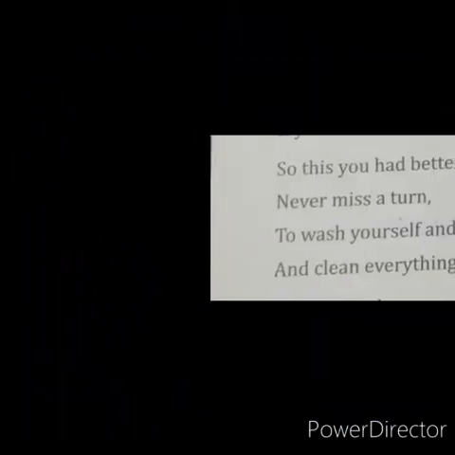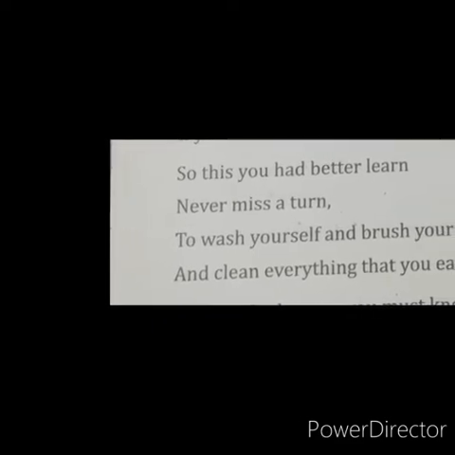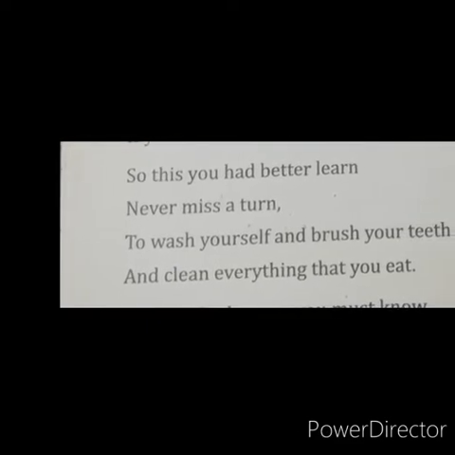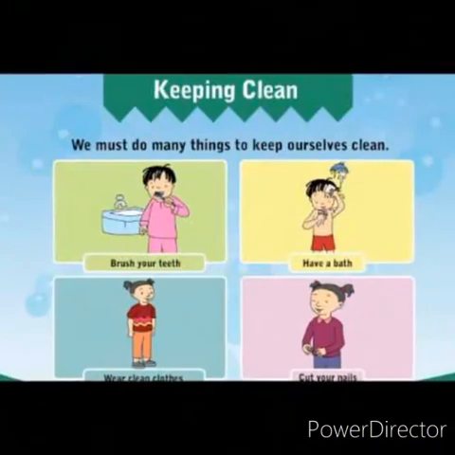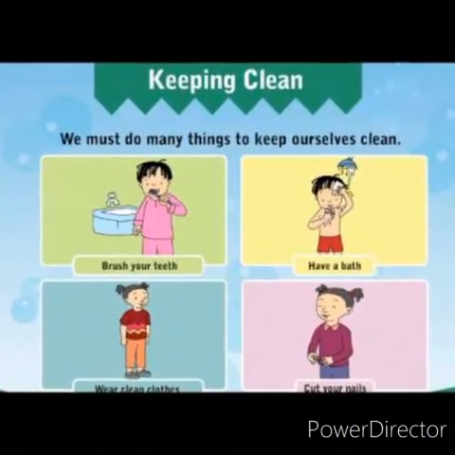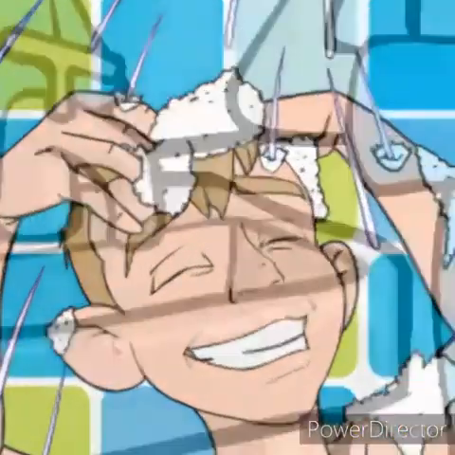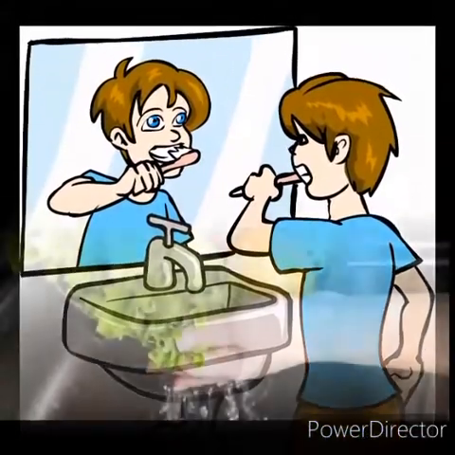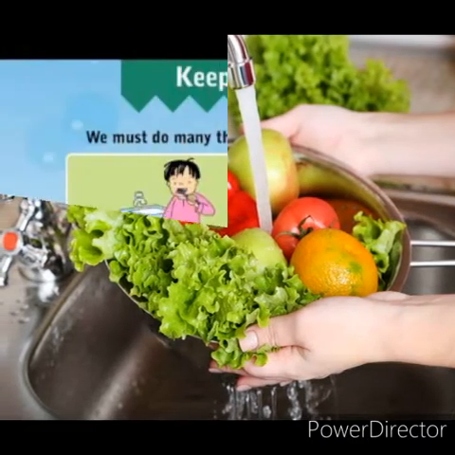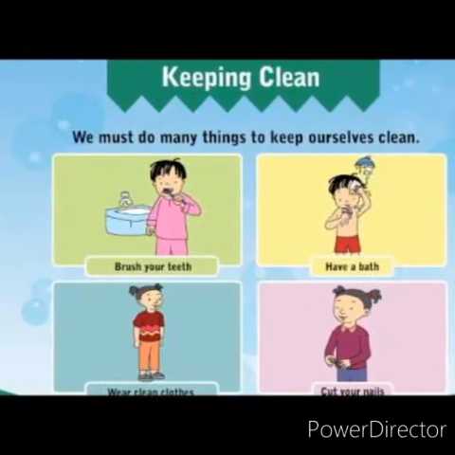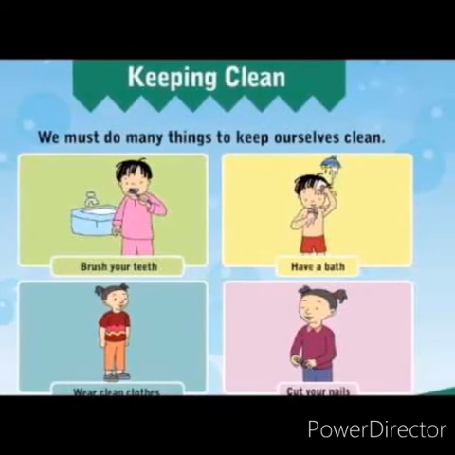Now, the fourth stanza of the poem explains that what we have to learn. हमें क्या सीखना है? We have to learn to keep ourselves neat and clean. And how this can be done? This can be done by washing ourselves daily. That means taking bath daily, brushing our teeth and cleaning everything that we eat. So we have to learn to keep ourselves neat and clean so that germs do not harm us.